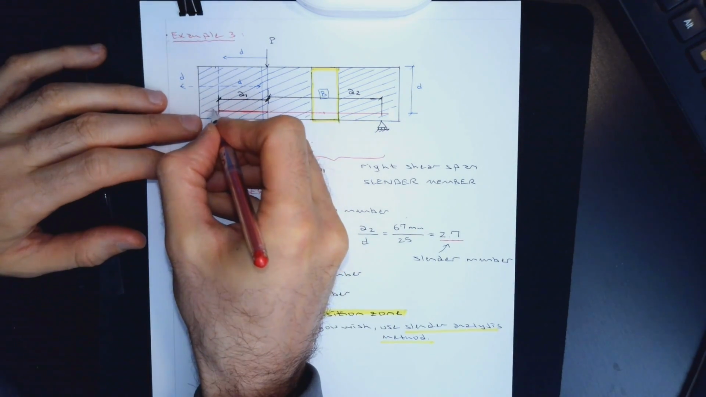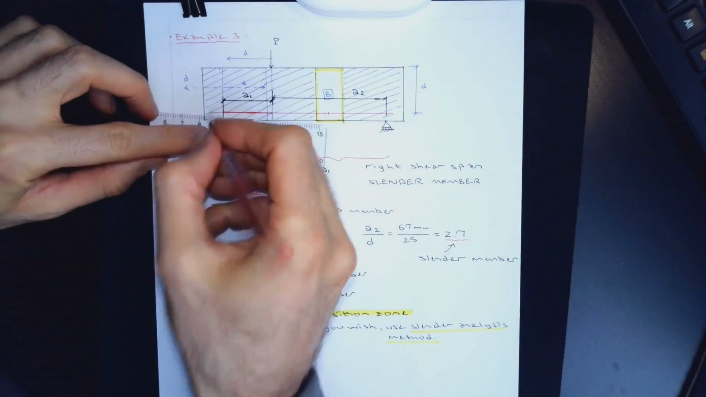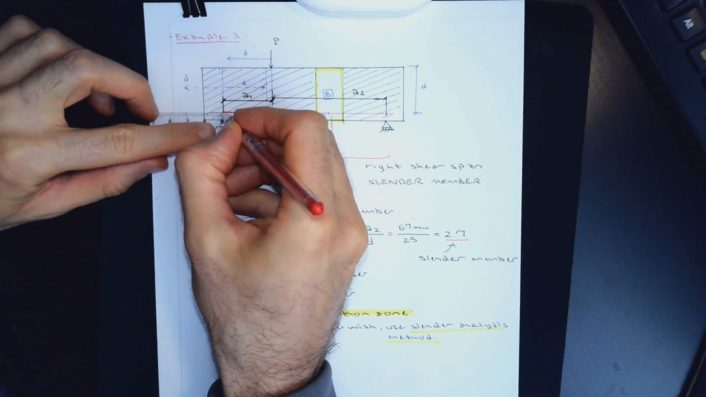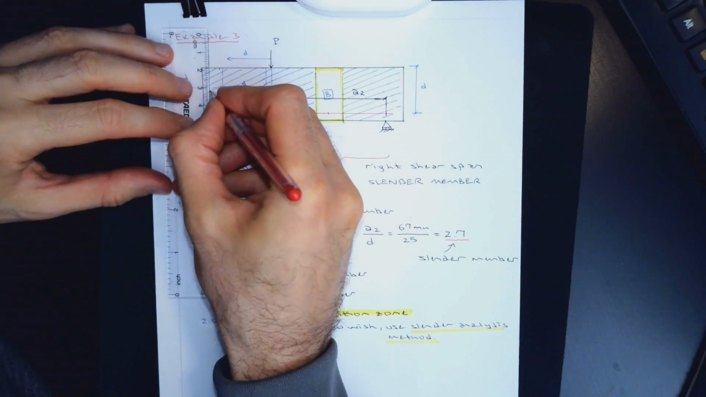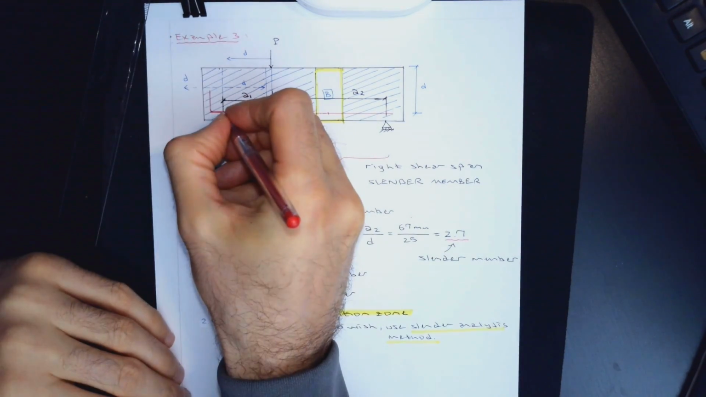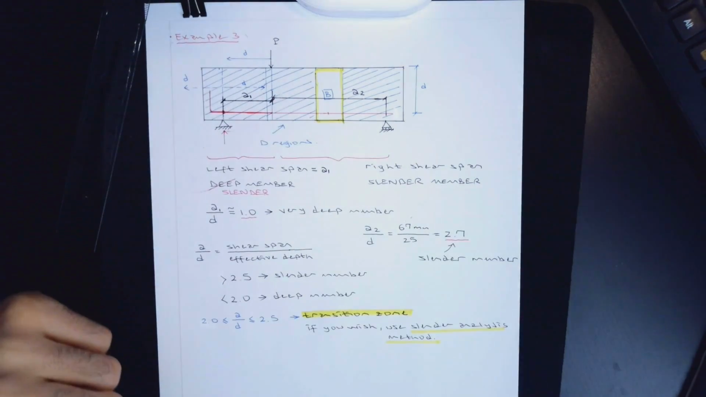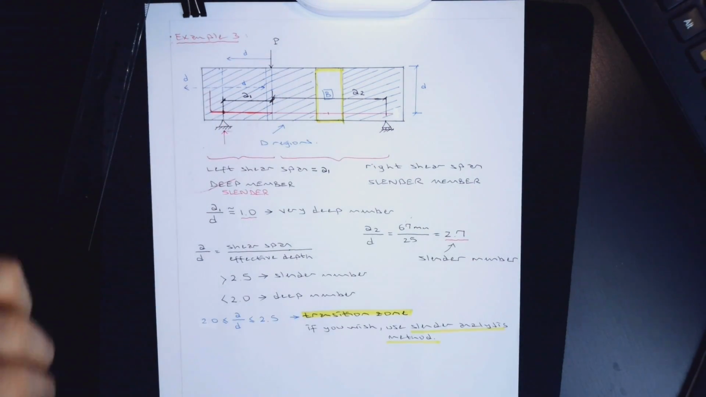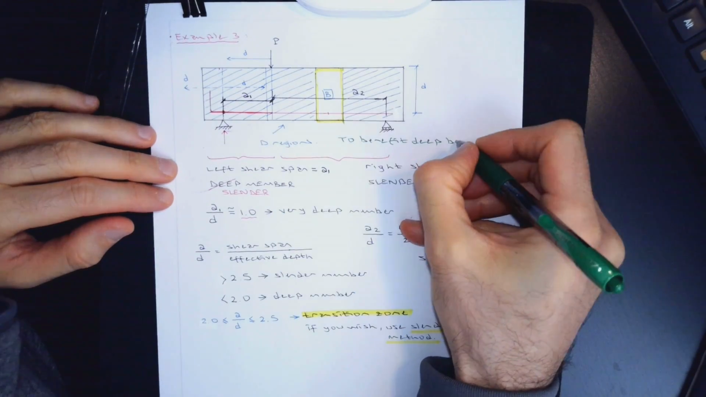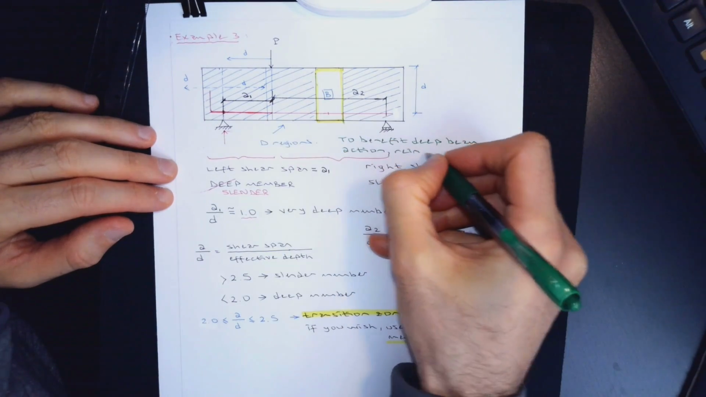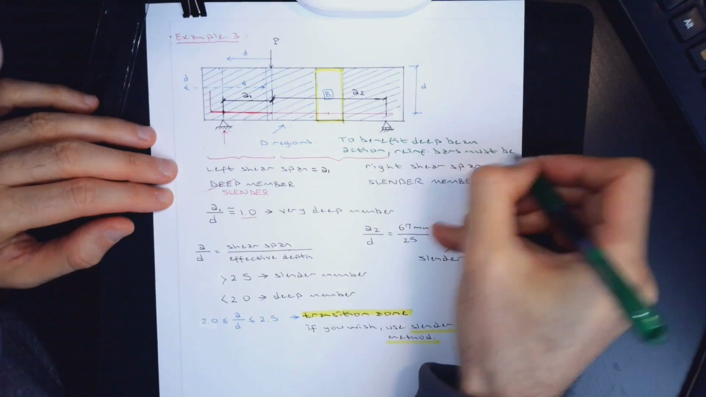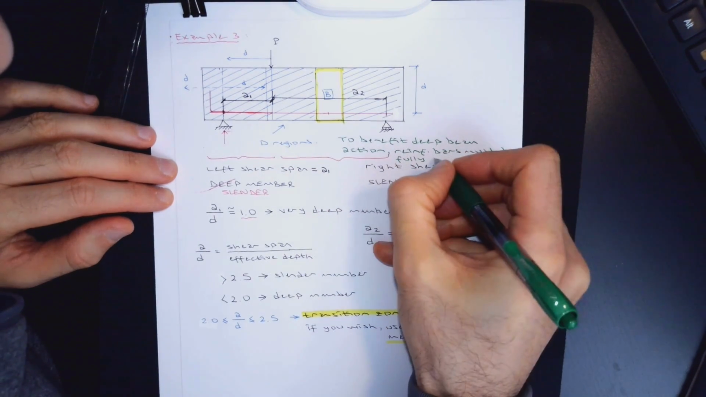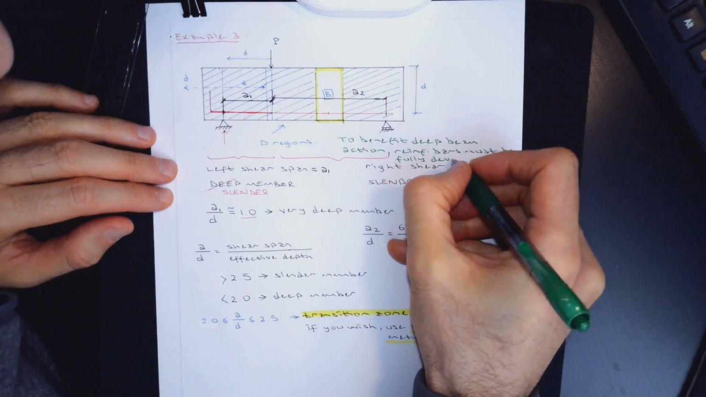One way to do this is to use a hook. If you have enough overhang, you can just simply develop this, but more than often you might need a hook to develop the bar. This is really important. I should really write it. To benefit from the deep beam action, reinforcing bars must be properly developed at all nodal points.